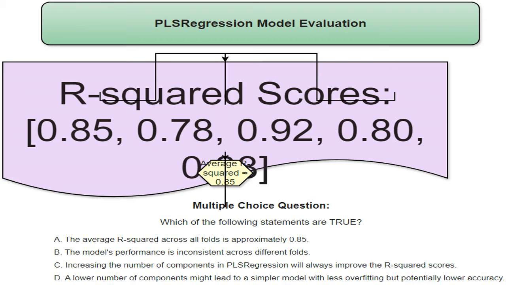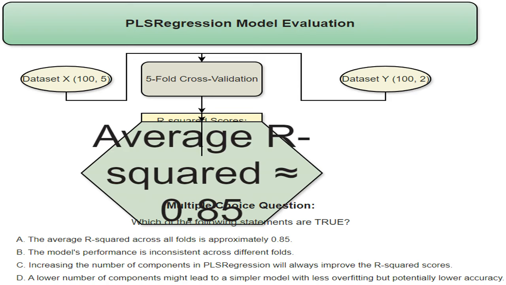These are the R-squared scores from each of my 5 cross-validation folds. R-squared measures how well my model explains the variance in the response data. A higher R-squared is better, indicating a better fit. To get a single performance metric, I average the 5 R-squared scores. I add them all up and divide by 5.